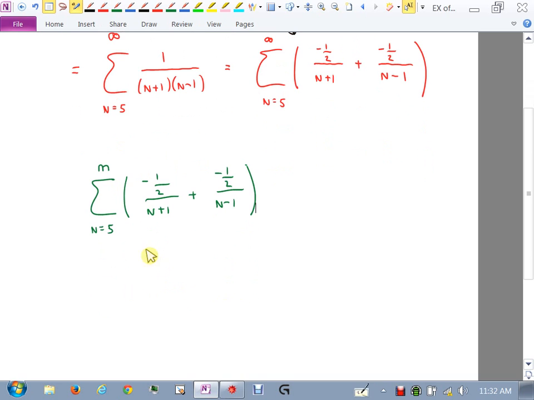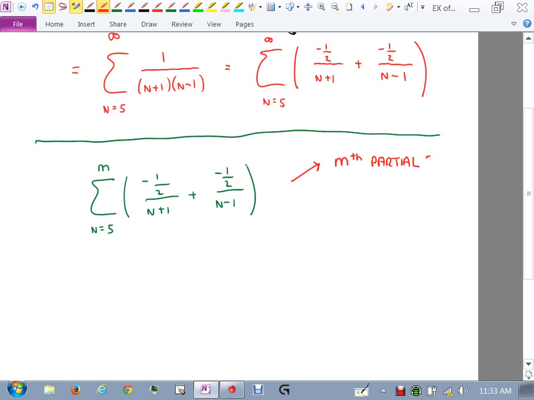So I start at n equals 5. Remember, this right here is the mth partial sum. And then at the end of this, hopefully if I see some collapsing happening, I'll let m go to infinity at the end instead of n, right?